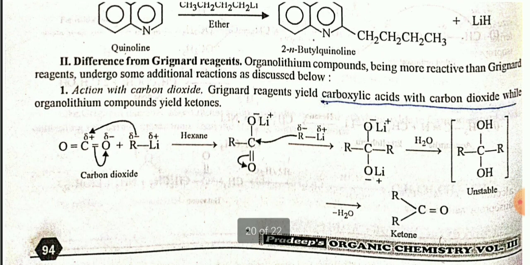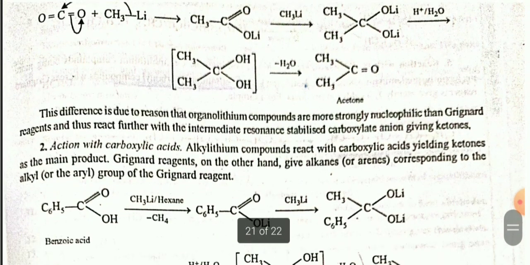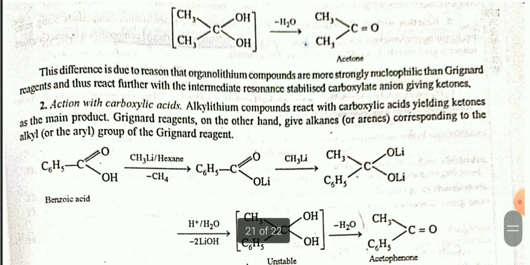Difference from Grignard reagent. Organolithium compounds, being more reactive than Grignard reagent, undergo some additional reactions as discussed below. First, action with carbon dioxide. Grignard reagent yields carboxylic acid with carbon dioxide, while organolithium compound yields ketones. This difference is due to the reason that organolithium compounds are more strongly nucleophilic than Grignard reagent and thus react further with the intermediate resonance-stabilized carboxylate anion to give ketone.